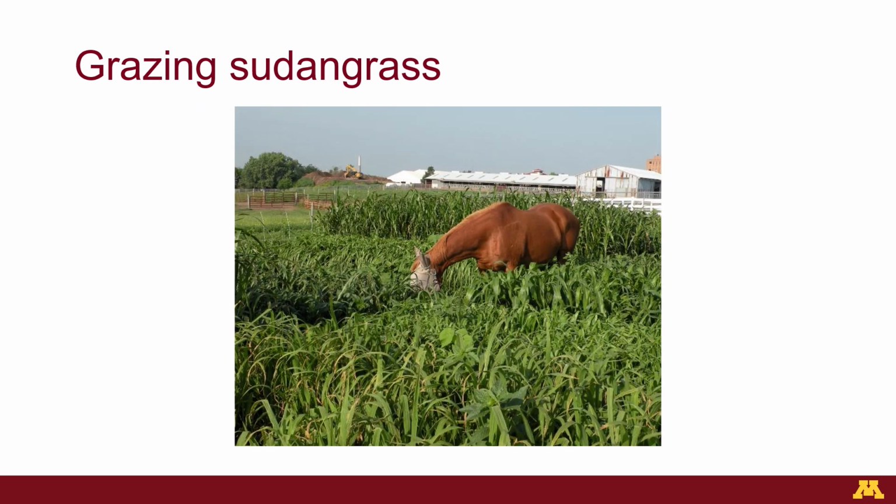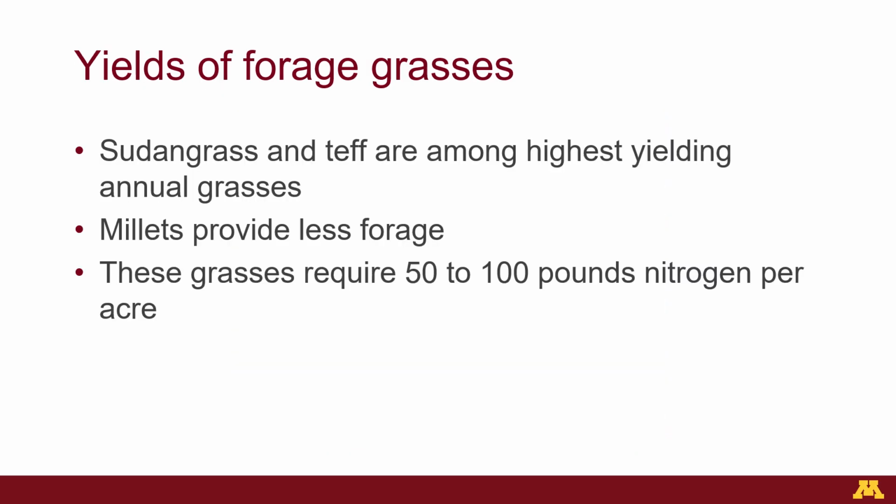This horse is grazing Sudan grass, a tall-growing warm season grass. When subject to multiple grazings, Sudan grass and teff are among the highest yielding annual grasses. The millets are also warm season grasses, but provide less forage than the other grasses. All of these grasses require manure application to supply 50 to 100 pounds of N per acre.